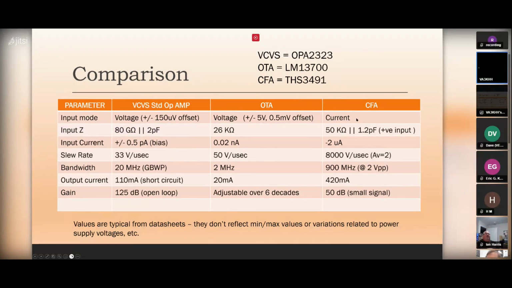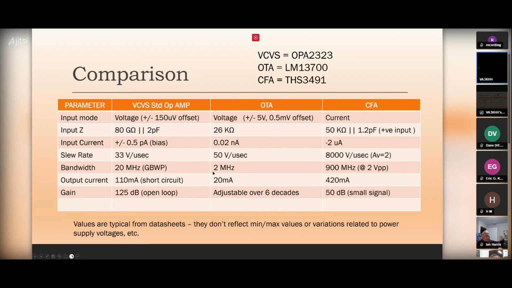And this one is just a current input. I should have looked at how much, but I didn't. The input impedance here, 80 gigohms, right? Here it's 26 kilohms. And this one's like 50K in parallel with 1.2 picofarads. Input current, picoamps, nanoamps, microamps. Slew rate, 33 volts, 50, 8,000 volts with a gain of 2. Obviously it will change as your gain goes up, but still, it's like 2 orders of magnitude greater than either of these other op-amps.